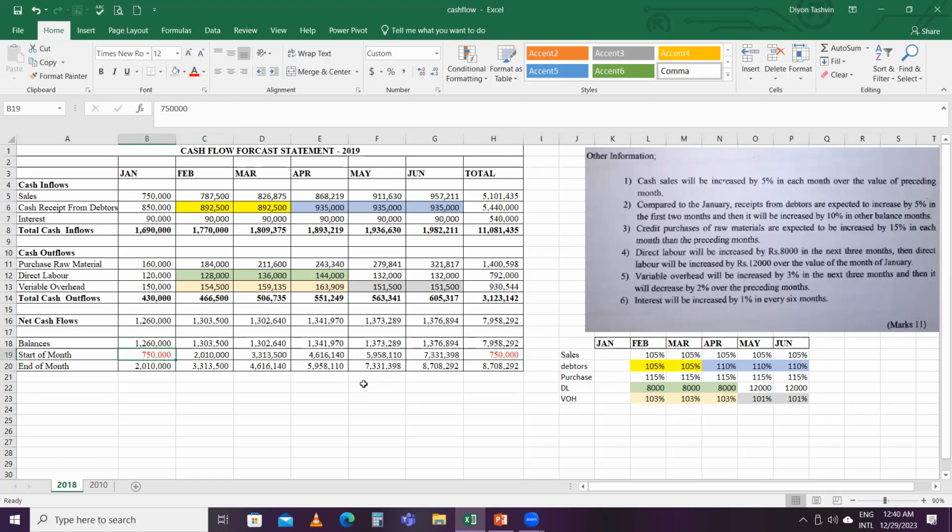So hope you have got an understanding how to prepare a cash flow statement by using maximum use of functions in this paper. So apply your knowledge and do your work easily with Excel.